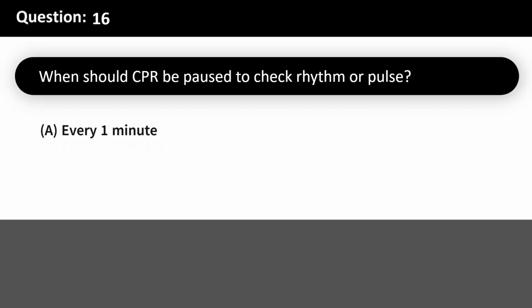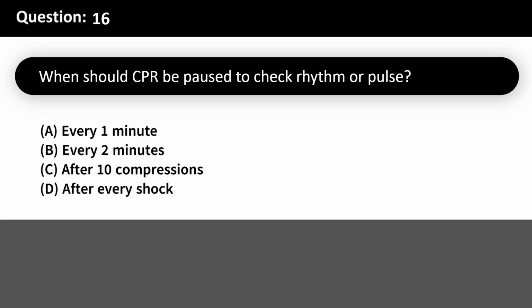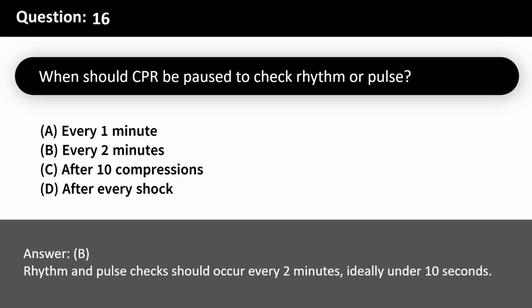When should CPR be paused to check rhythm or pulse? A. Every 1 minute. B. Every 2 minutes. C. After 10 compressions. D. After every shock. Answer: B. Rhythm and pulse checks should occur every 2 minutes, ideally under 10 seconds.